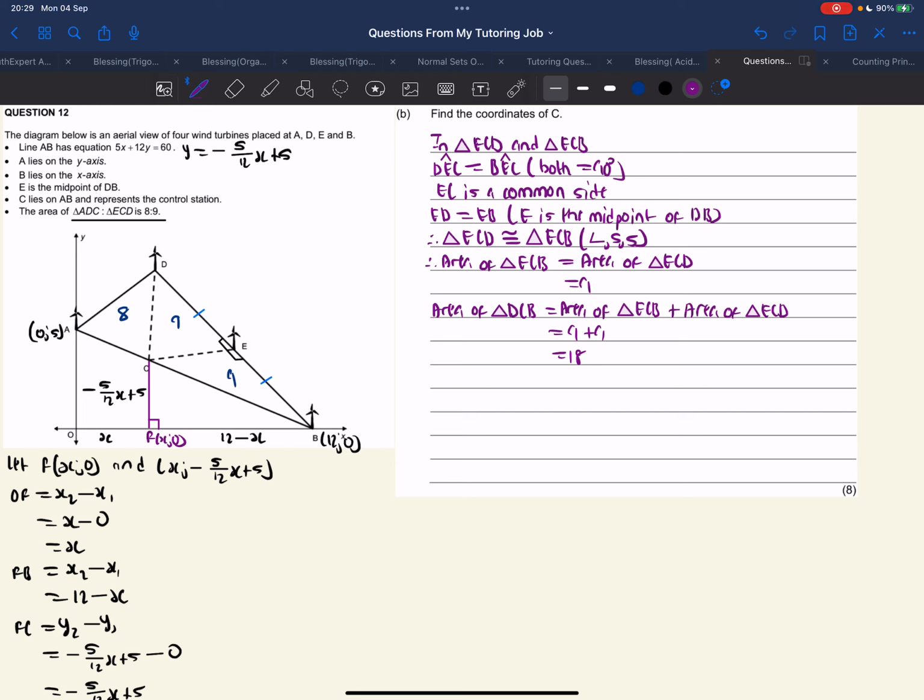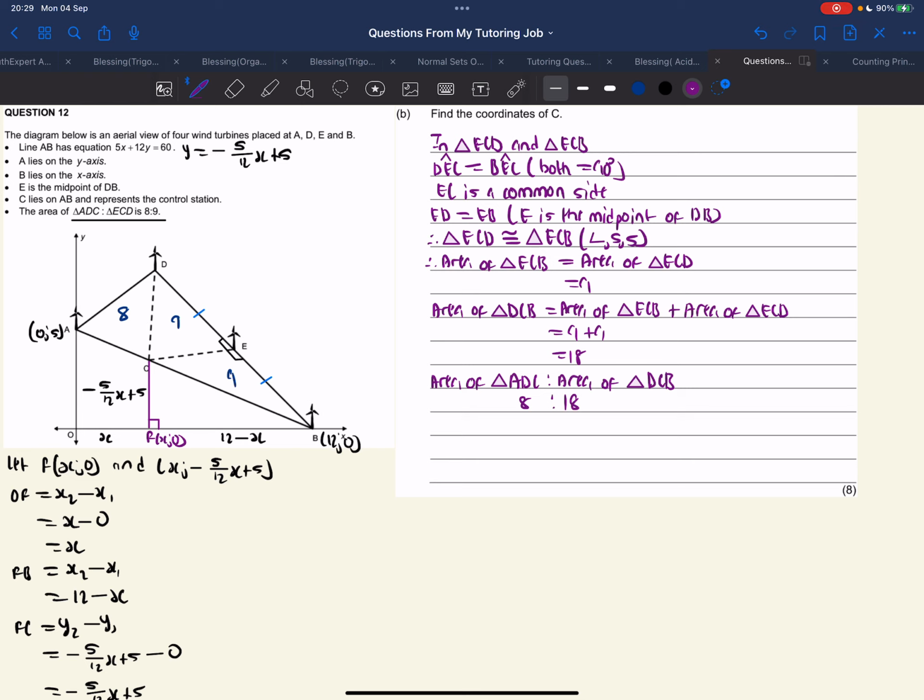All right. Now I can now say that area of triangle ADC to area of triangle DCB is actually going to be 8 to 18. Okay, good.